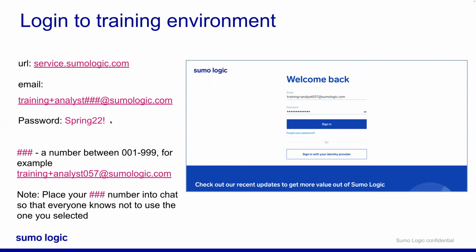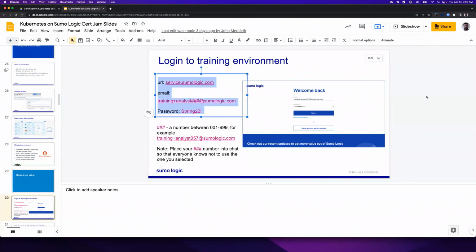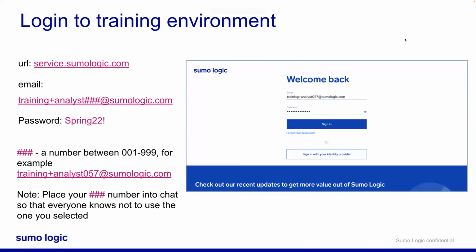If you've used our training environments before, you probably know where we're headed with these, or the gist of this. So we're going to log into Sumo Logic. We're going to go to service.sumologic.com. We're going to use the email of training plus analyst number at sumologic.com, and you're going to select a 3-digit number. So maybe you want to be training plus analyst 007, or training plus analyst 391784. Pick a 3-digit number. And then the password we're going to use is spring with a capital S, 22 exclamation point. So go ahead and log in.